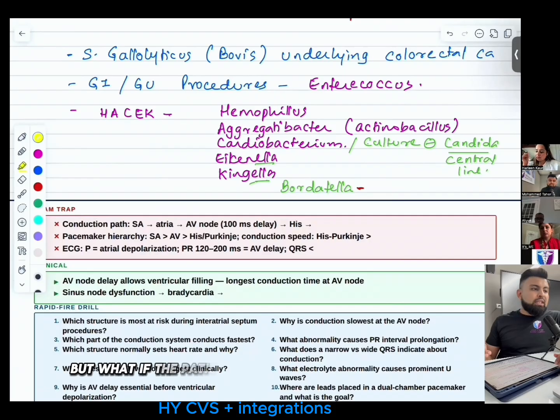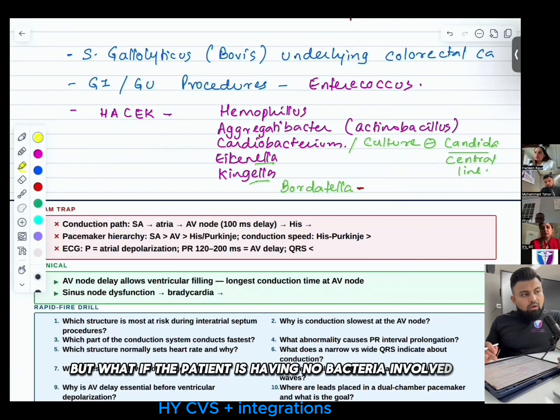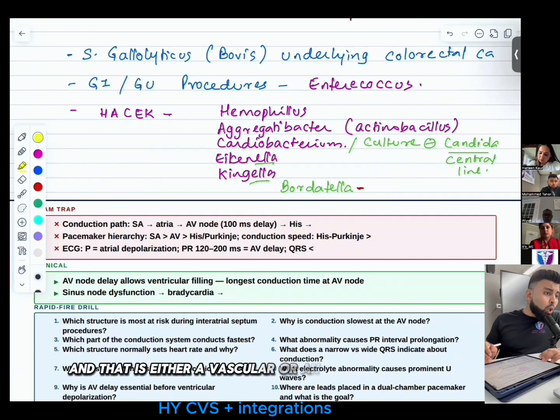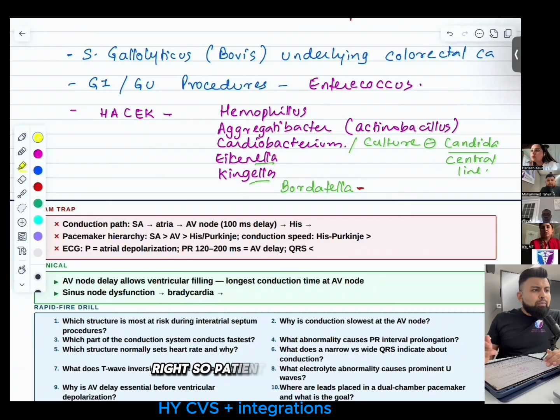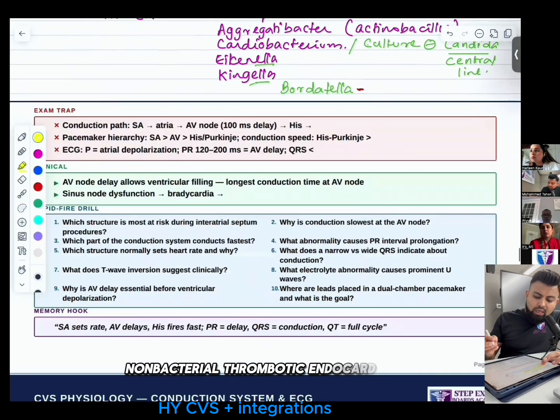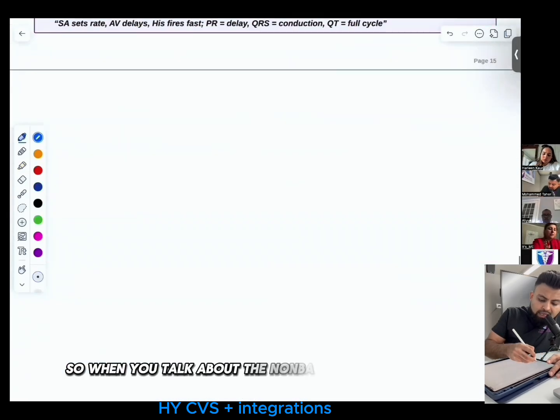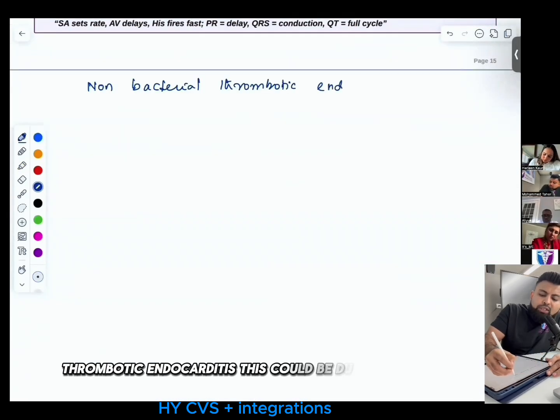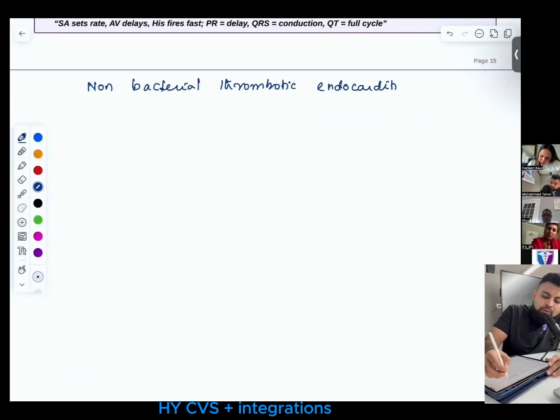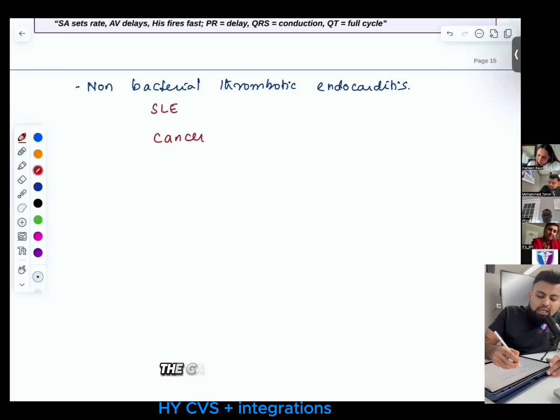So what if the patient has no bacteria involved, and it is either a vascular or an immune phenomenon, right? Patients can have, for example, non-bacterial thrombotic endocarditis. When you talk about non-bacterial endocarditis, this could be due to what? Clots. This could be due to SLE, right? This could be due to cancers. The cancers, most commonly, it is going to be adenocarcinoma.